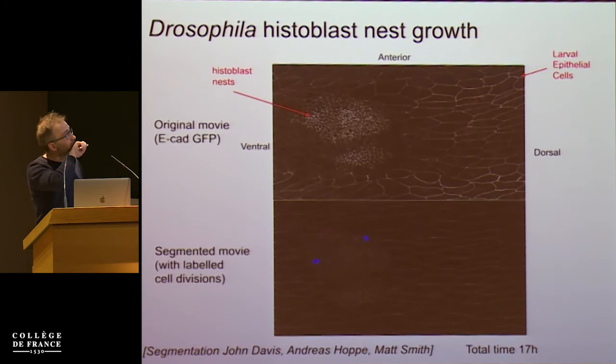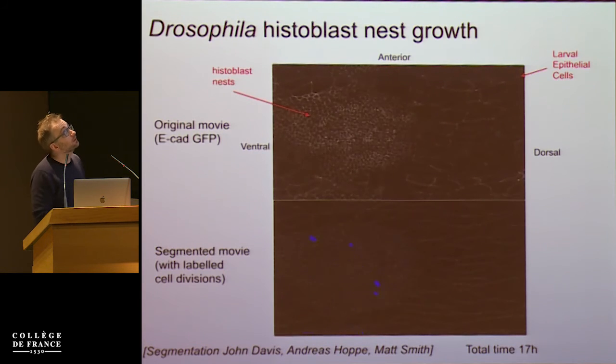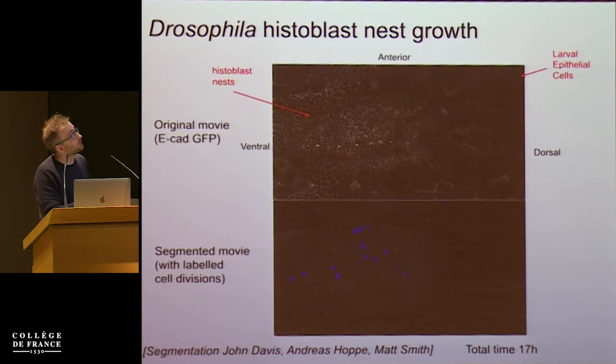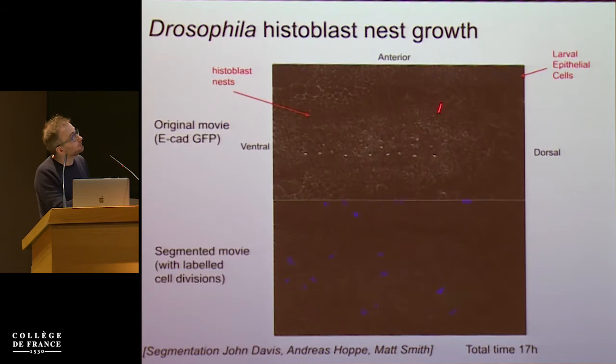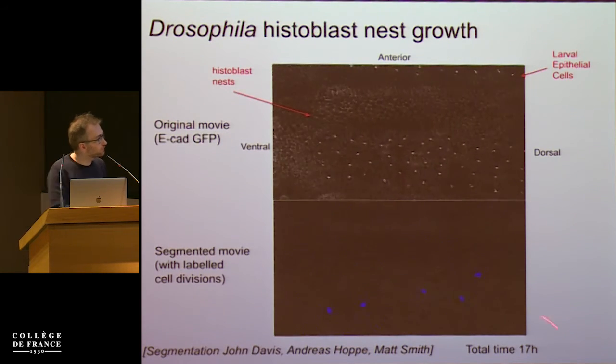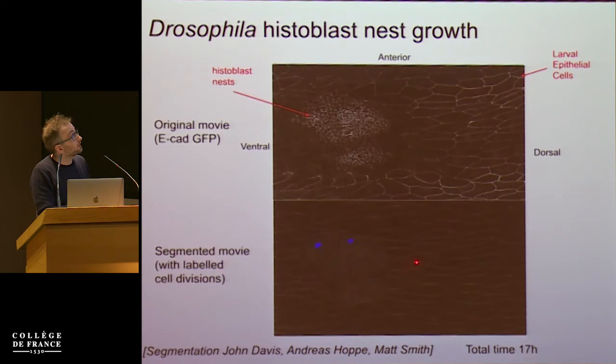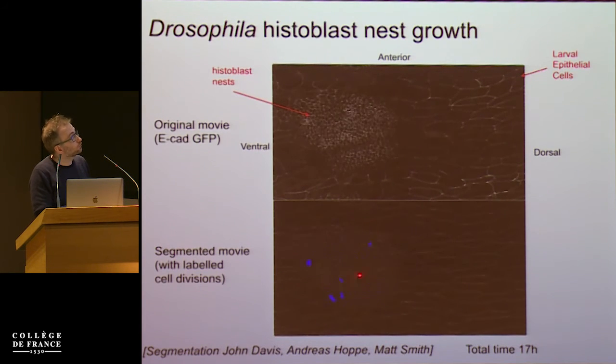Okay, so we want to analyze what's going on in these tissues, and so to do that, we make a movie where we see more clearly these two nests, and then we can segment this movie. So this is an example of segmentation. And in addition, we here have labeled the dividing cells.